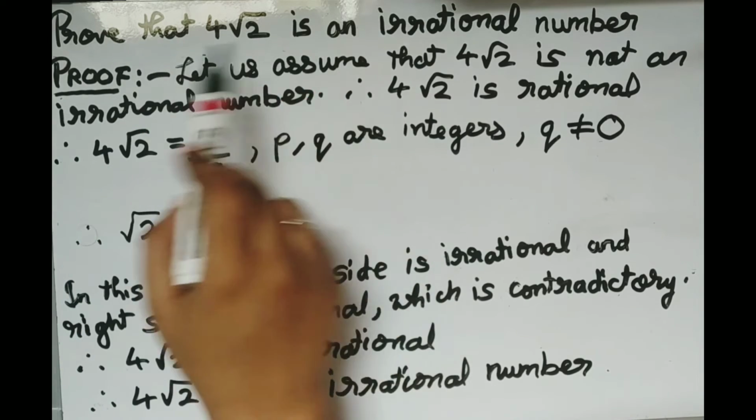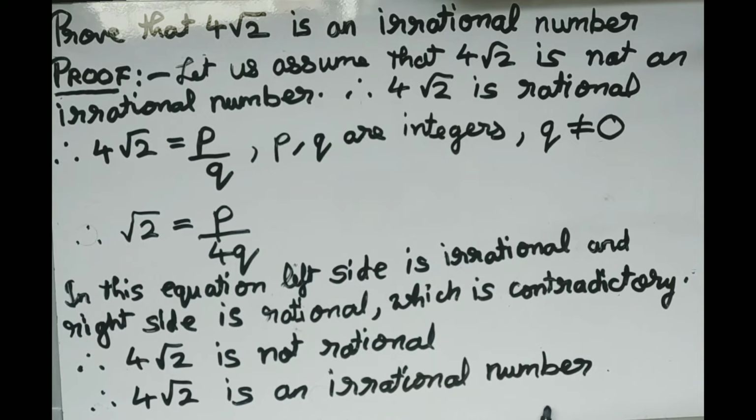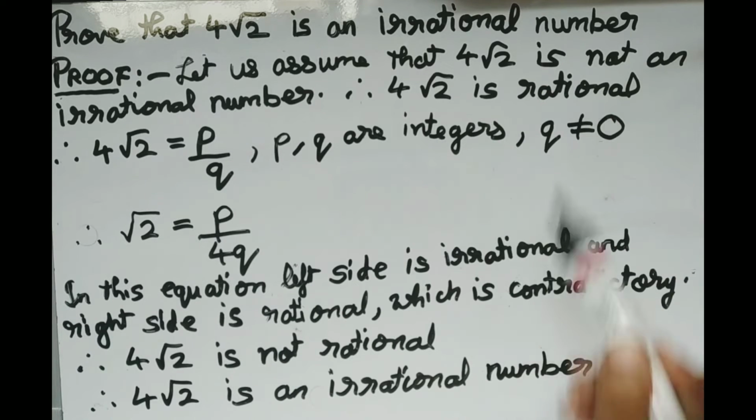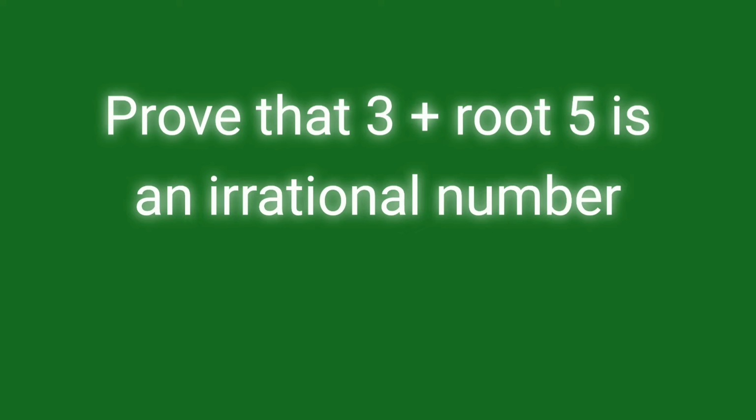That is all we have to prove, right? Prove that 4 root 2 is an irrational number, which we have proved here. So this is how we will prove any number irrational by using proof by contradiction, that is, by using indirect proof. The next question is, prove that 3 plus root 5 is an irrational number.